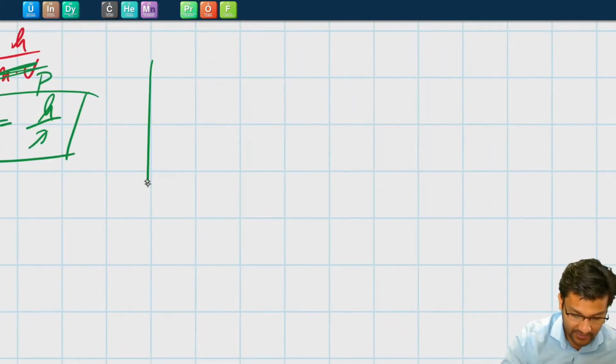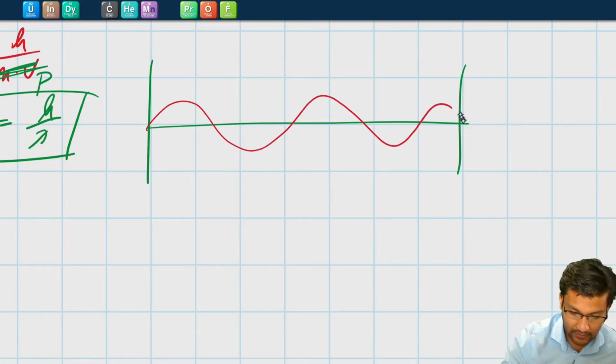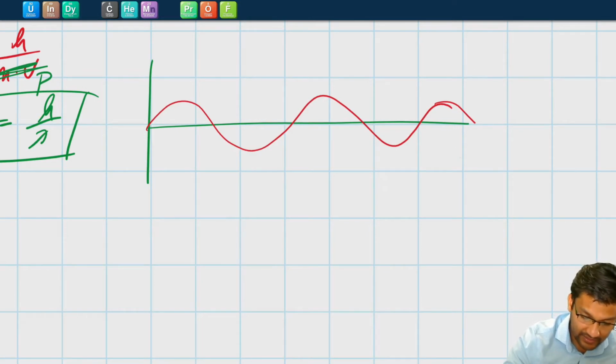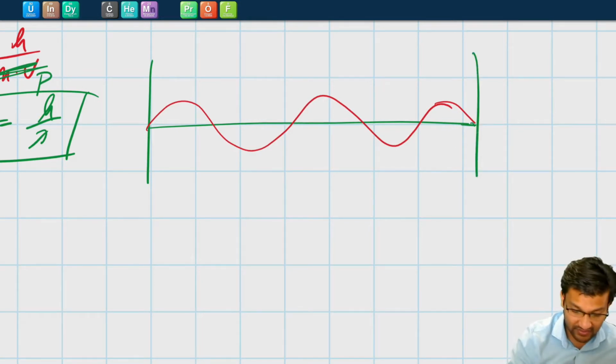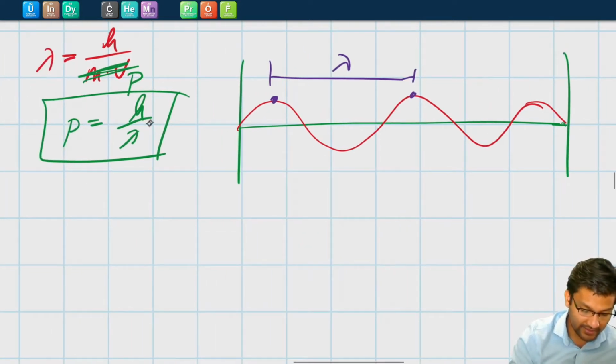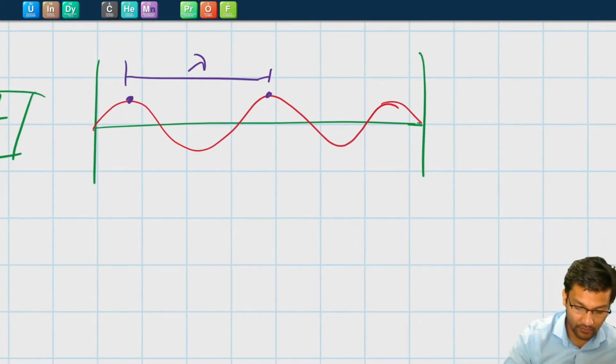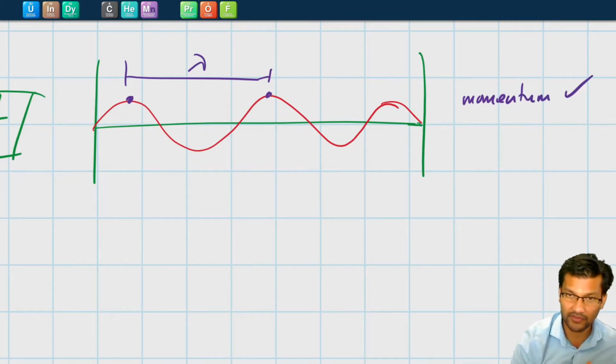So let's say we have some sort of box where we have a wave trapped inside, and we have a wave like this. Let's end the wave there. We can calculate the wavelength of this wave pretty straightforwardly, right? Maybe from here to here, that will be our wavelength. And because we can find the wavelength pretty accurately, we can also find the momentum pretty accurately. So momentum, check. We can calculate the momentum of this wave.